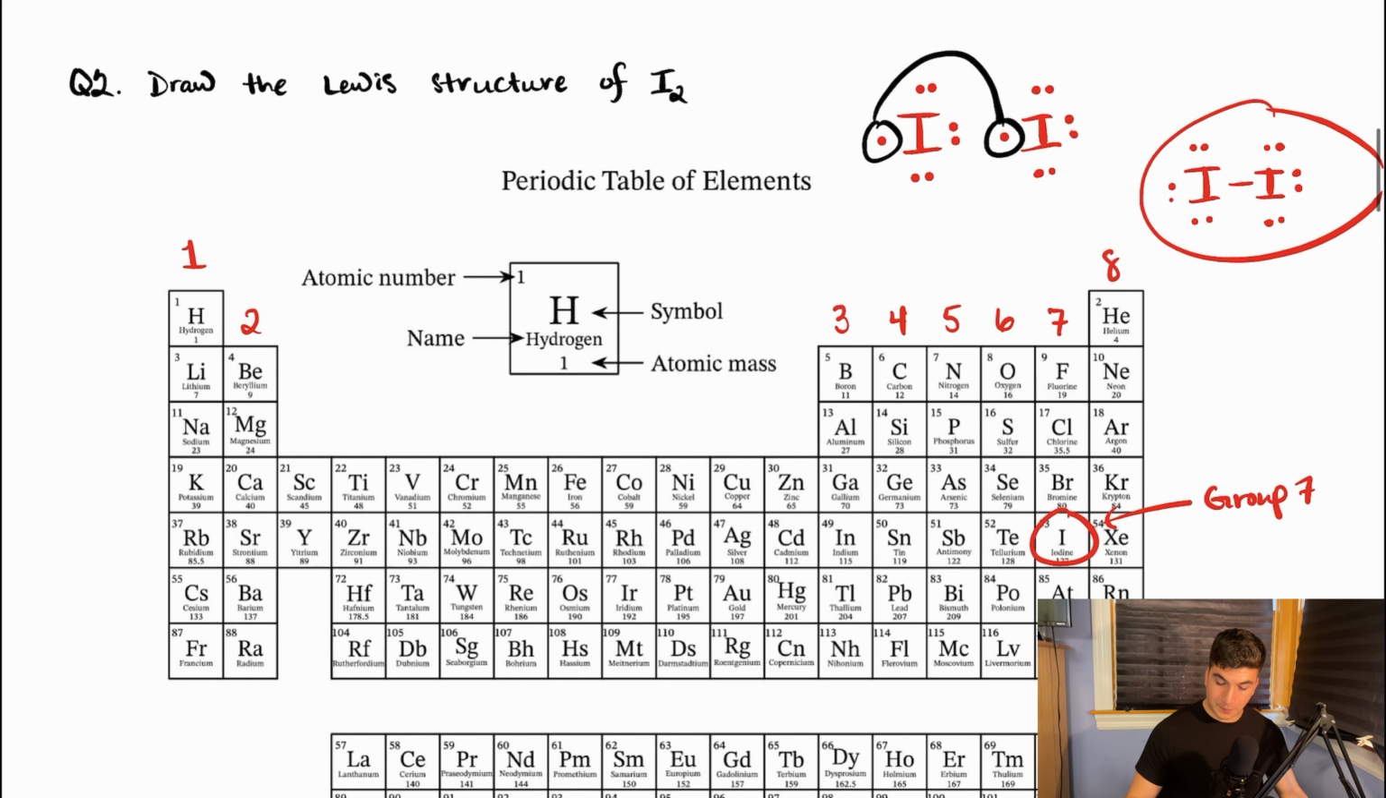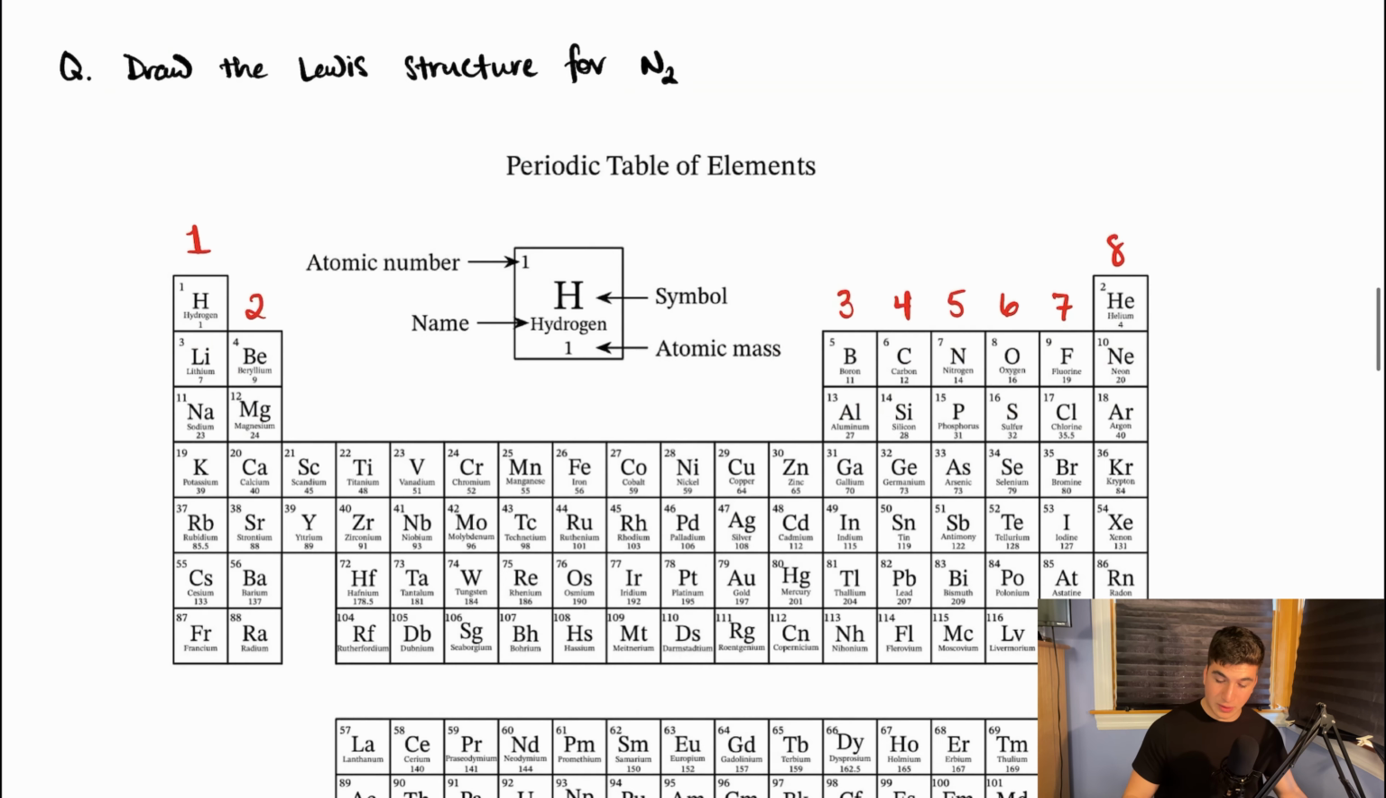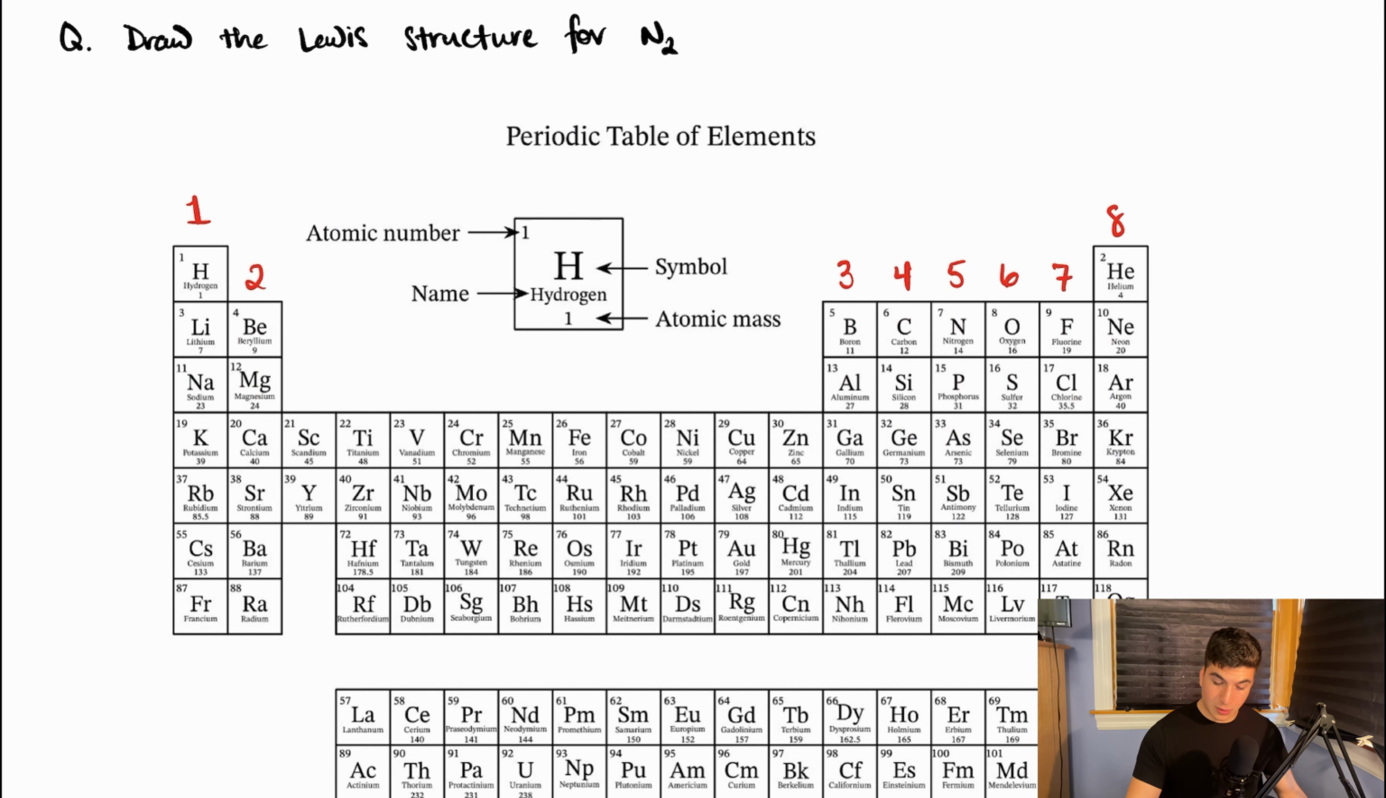Right? So now let's move on to this last question. We do one more. Draw the Lewis structure for N2. So again, same process. Use your periodic table, see which group nitrogen is in. We're in group 5 now. Okay, nitrogen, we need 5 electrons. But we need 2 of them, so we're going to do it one more time.